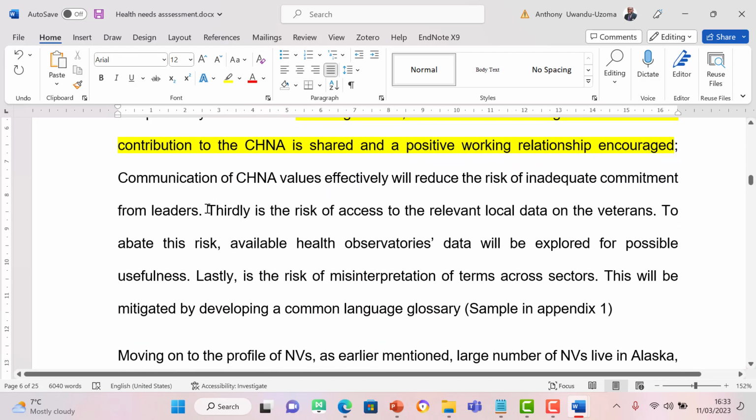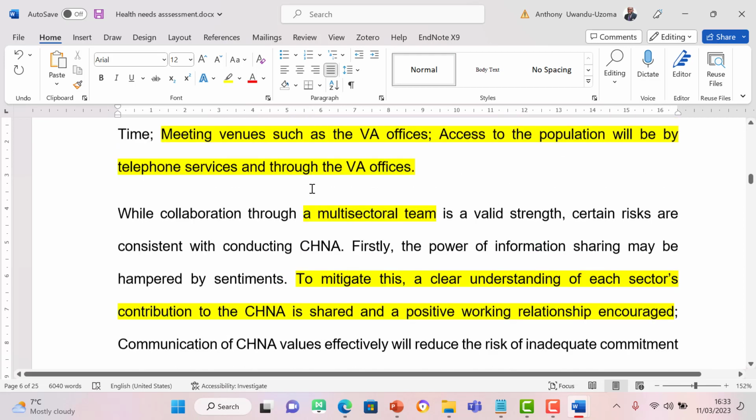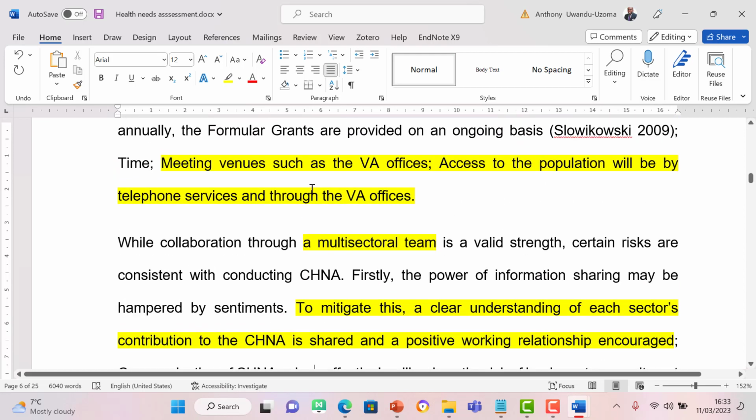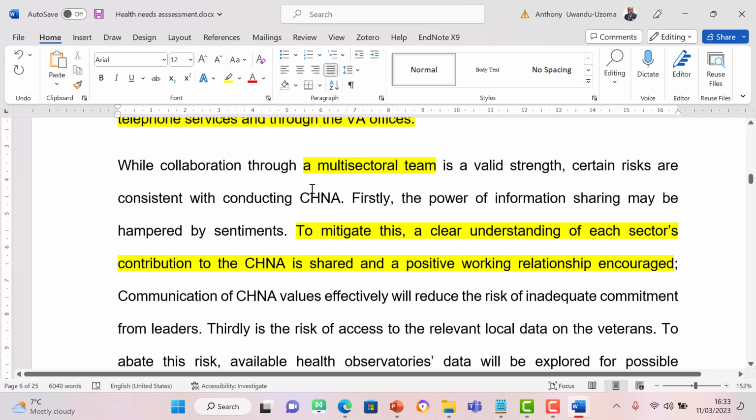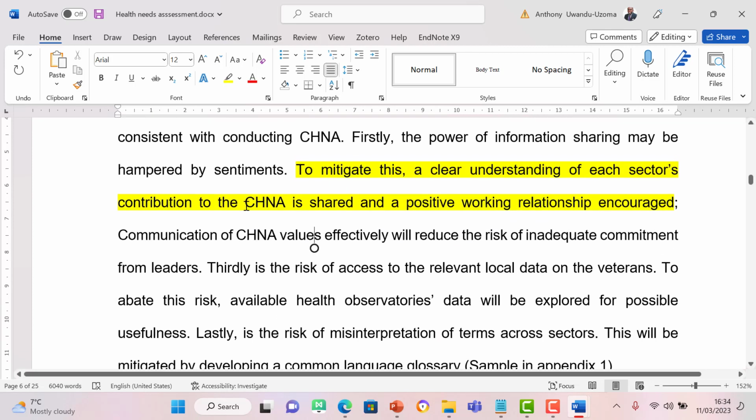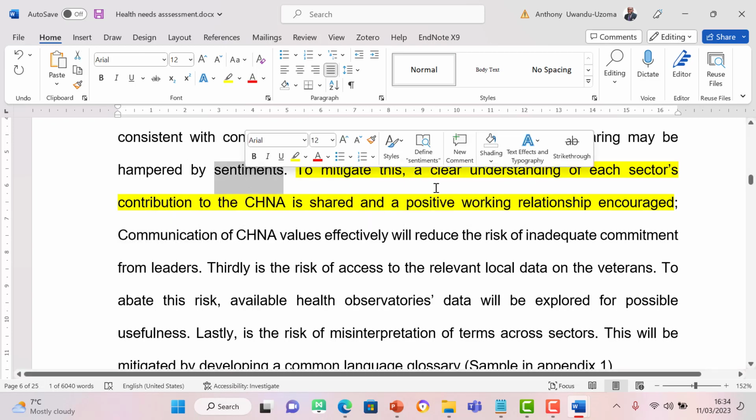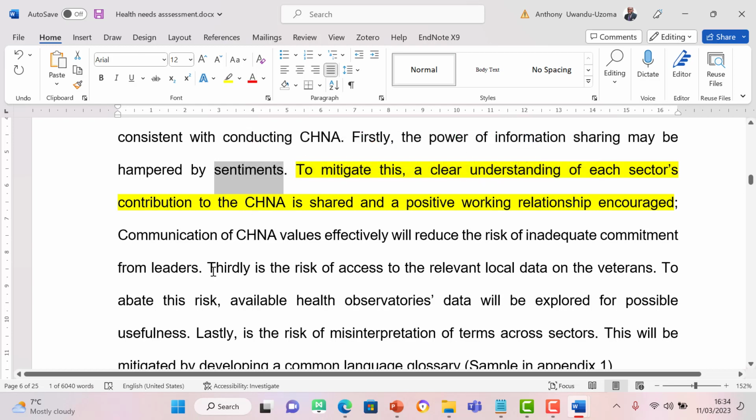So remember, these are the possible challenges that one can experience while trying to conduct a health needs assessment. You list the challenges and then explain how possible you can mitigate them. Now, communication will help to reduce these sentiments and also help in giving a clear understanding.